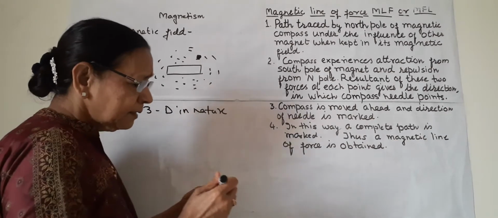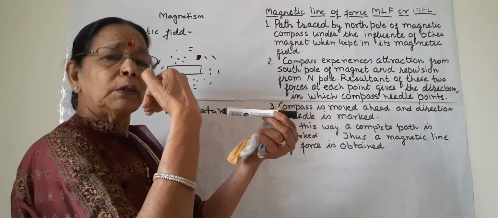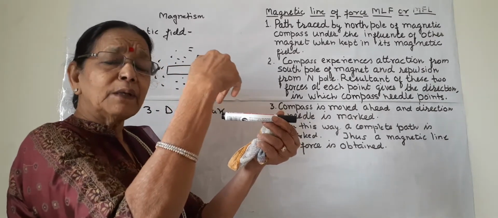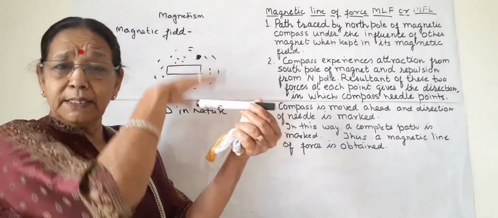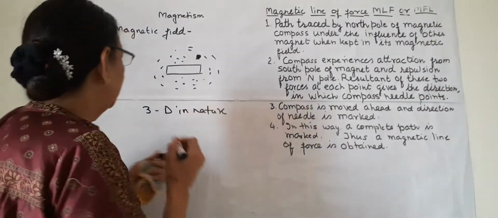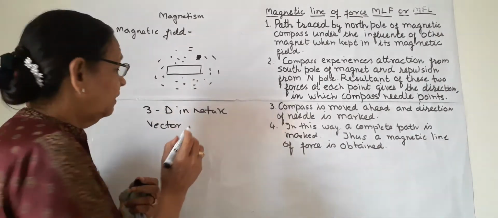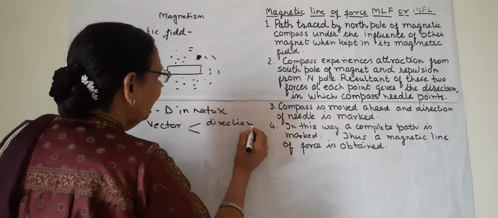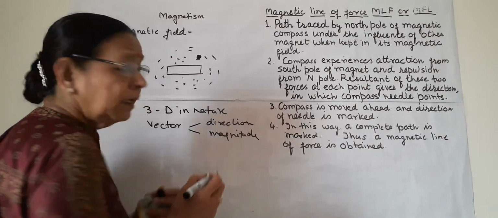What does it mean? Suppose this is the bar magnet. It is not always in a horizontal position or vertical position. The field is present around this space in all directions. That is, it is three-dimensional in nature. Secondly, the magnetic field is a vector quantity. What does it mean? It means it has direction as well as magnitude. Both are present, so it is a vector quantity.